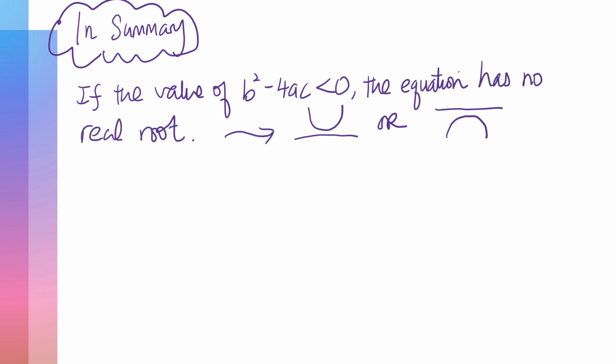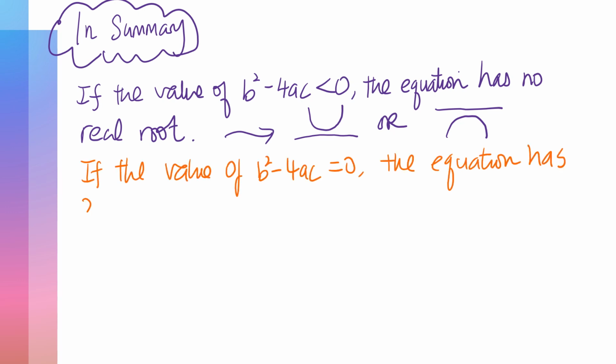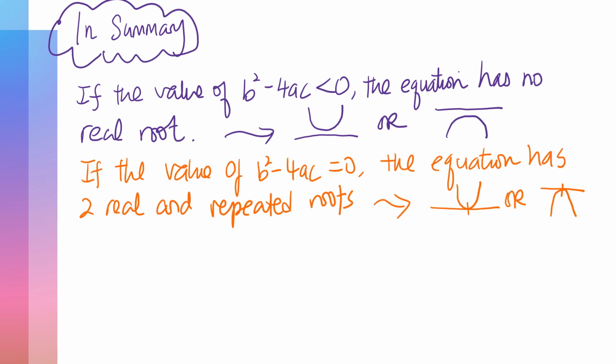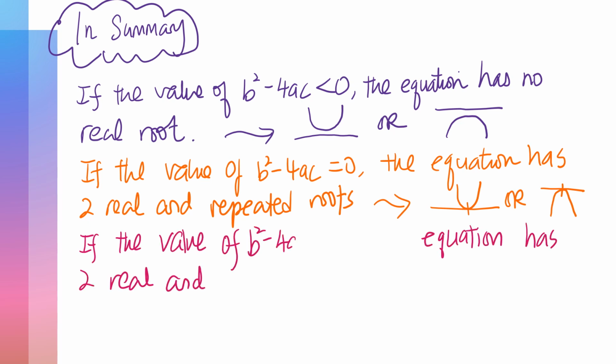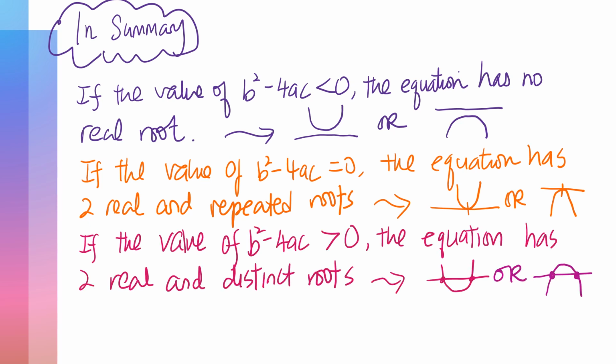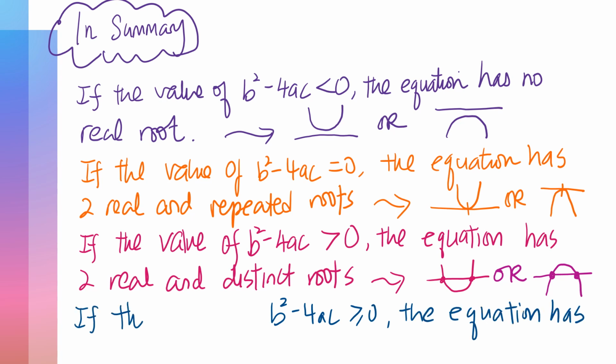Right, so in summary, okay, this is very important. This summarizes what we have learned for the first few slides. Values of b squared minus 4ac less than 0, the equation has no real root. The value of b squared minus 4ac equal to 0, the equation has 2 real repeated roots. If the value is more than 0, the equation has 2 real distinct roots. And if it's more than or equal to 0, then the equation has real roots. So these 4 cases, you have to remember it.